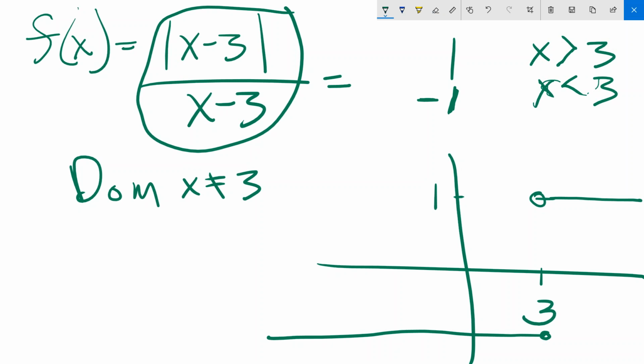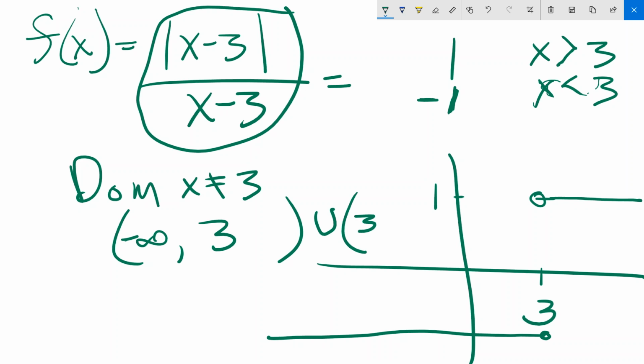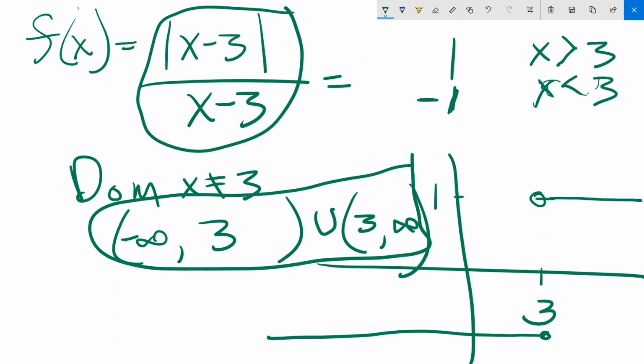And is that the only value that x can't be? Can x be negative infinity or positive infinity or negative a billion? Yeah. Okay, so tell me what the interval notation is for that domain. Negative infinity, comma 3, in union, and then 3, comma positive infinity. Yeah, so that is the interval notation for that answer.